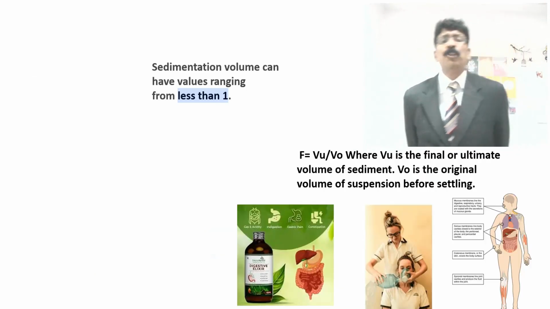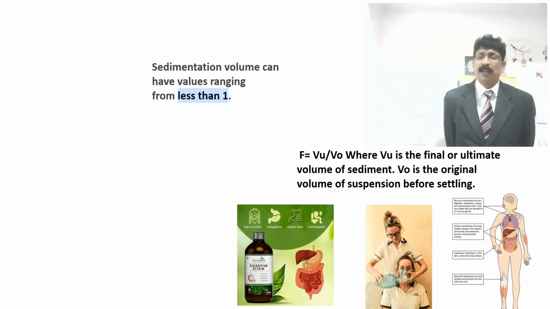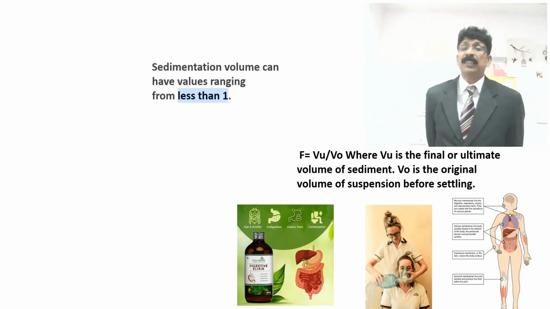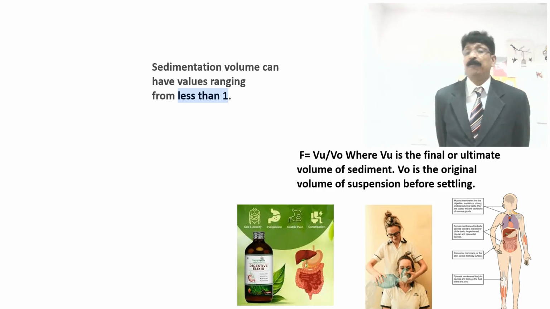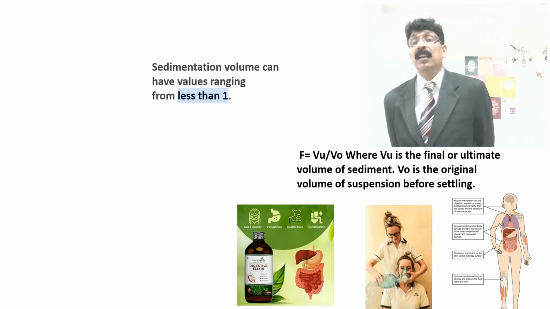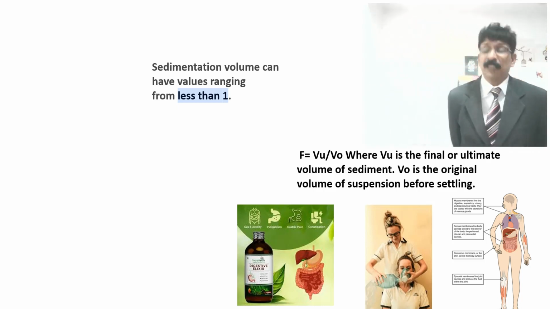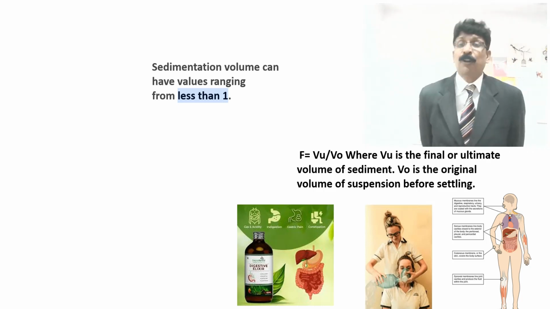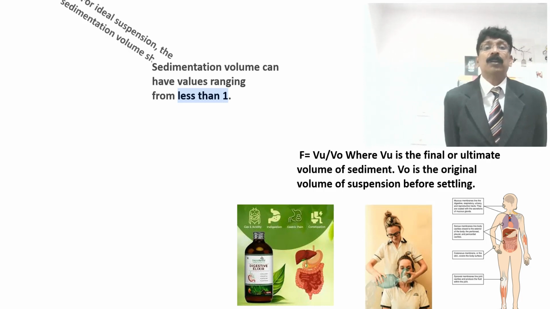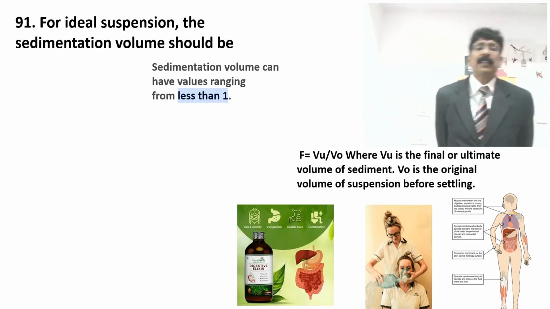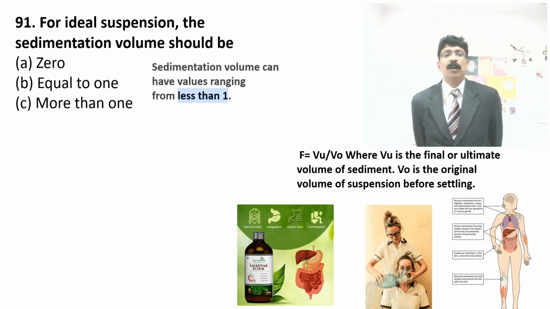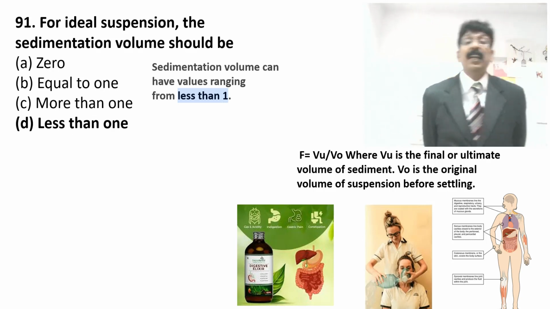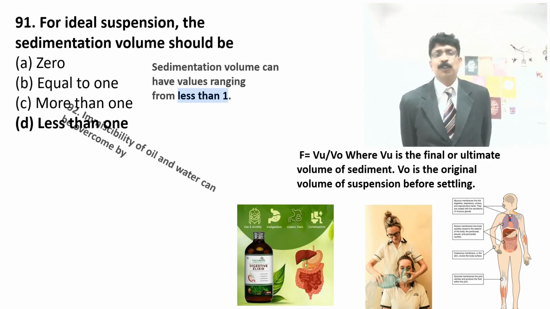Sedimentation volume can have a range of less than 1, and the calculation for the sedimentation volume is F equal to Vu by V0, where Vu is the final volume, that is, the volume of sediment, and V0 is the initial original volume before cake formation. By that you can find it out. So for an ideal suspension, the sedimentation volume should not be 0, not equal to 1, not more than 1. It should be less than 1, which we have shown there.